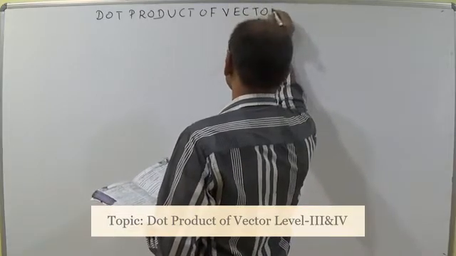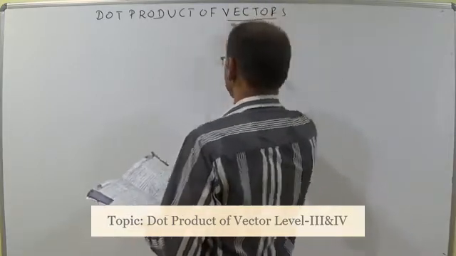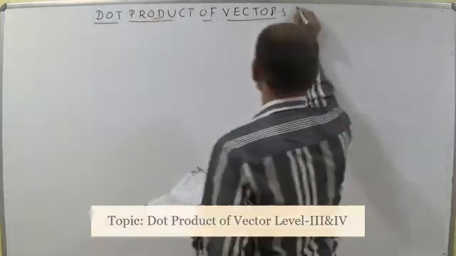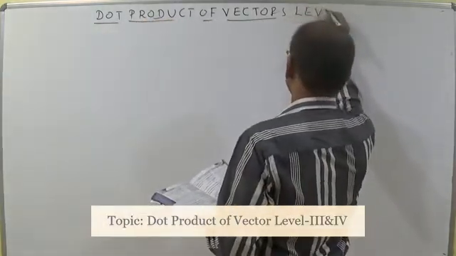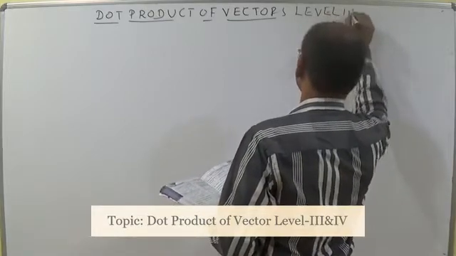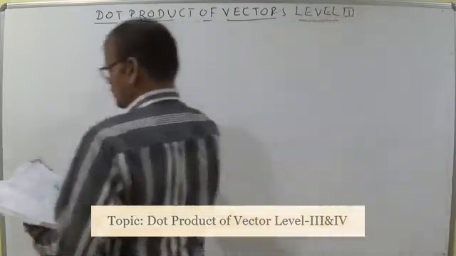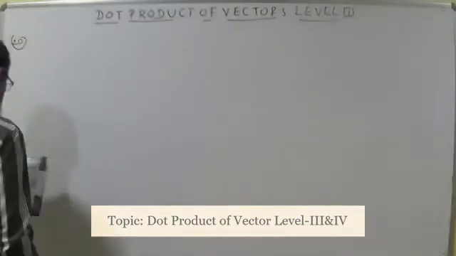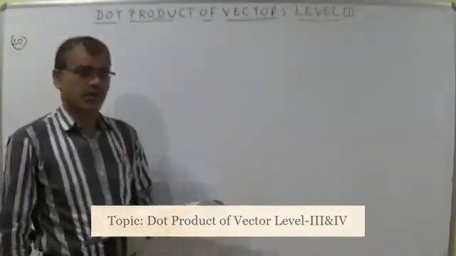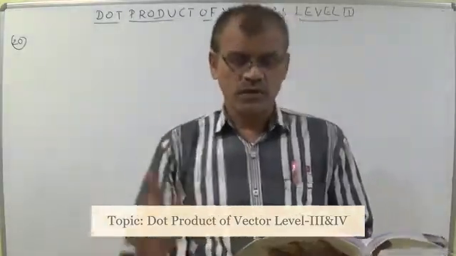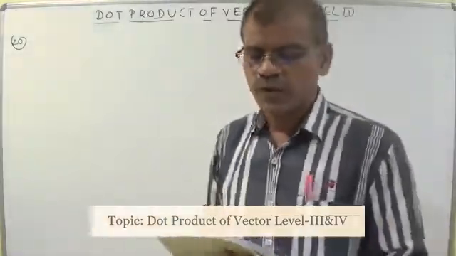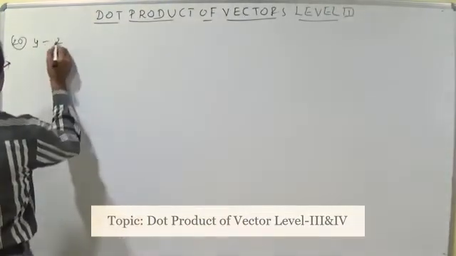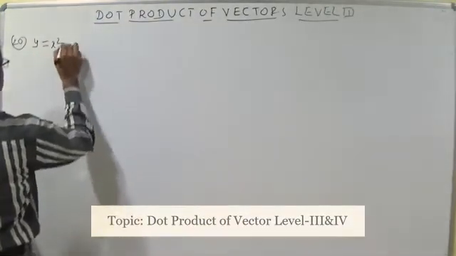Now let us discuss the 20th and 21st sums, dot product of vectors level 3. Let us read the 20th question. If A (x1, y1), where x1 equal to 1, is given on the curve y equal to x square plus x plus 10.